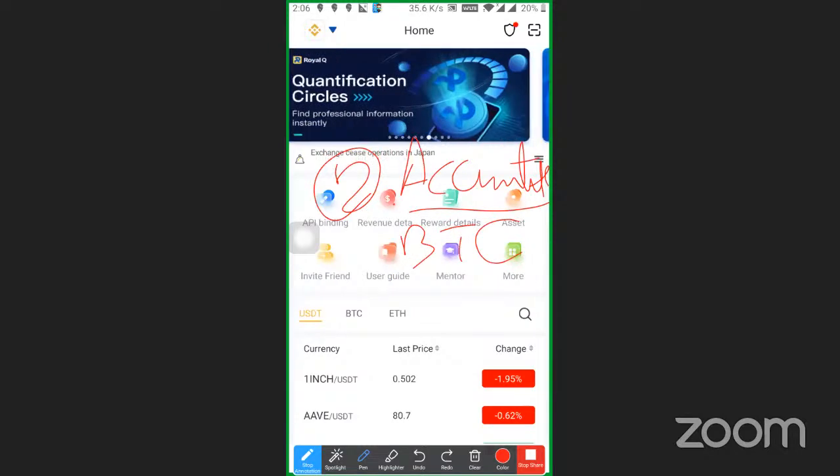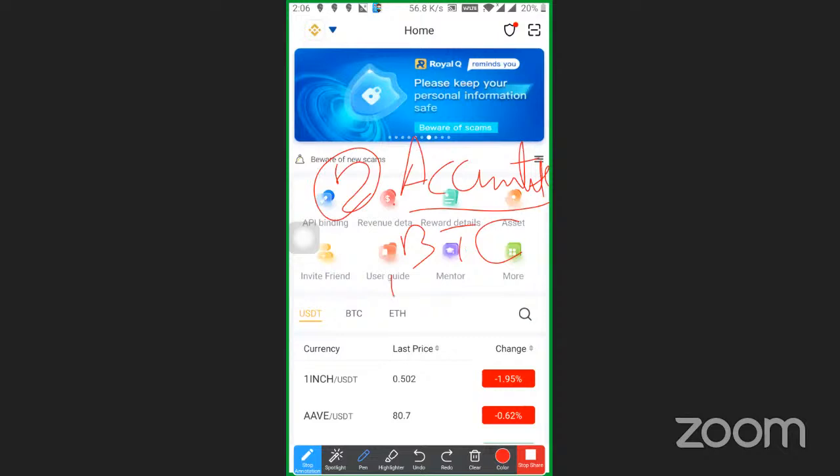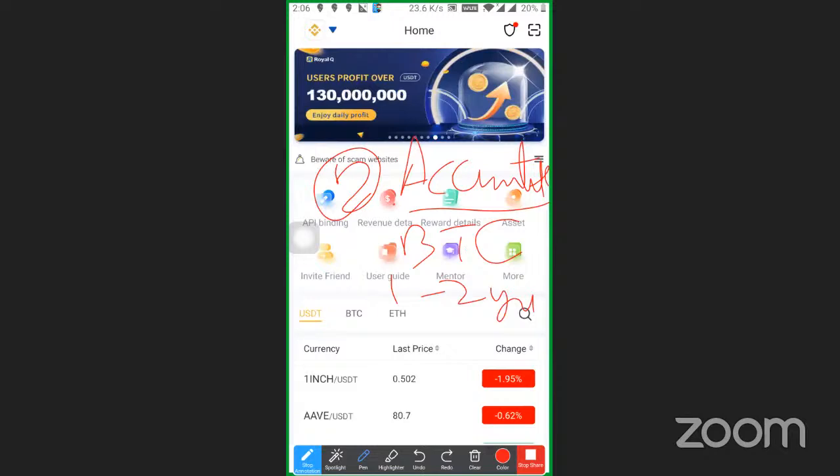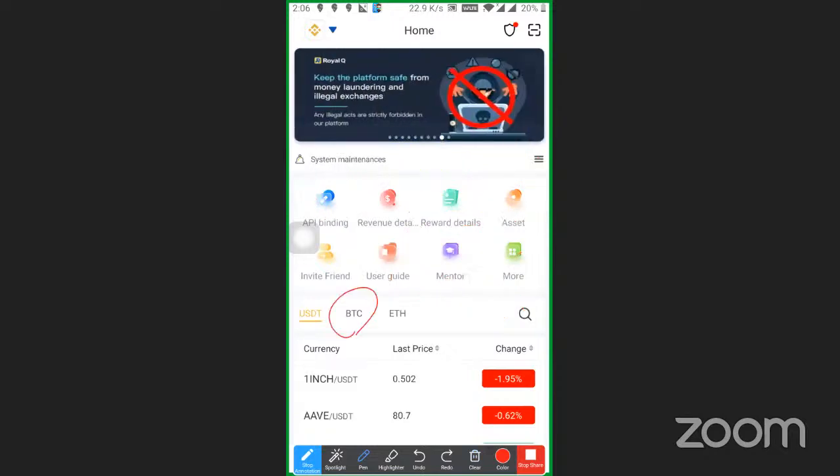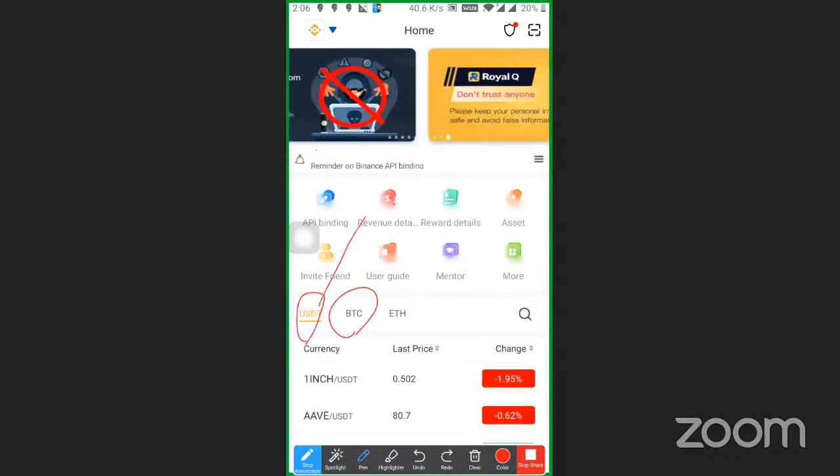We just want to accumulate it for the coming 1 or 2 years, right? So how can we accumulate using the Royal Q trading feature? We can go to this market. You can see here, the first market I told, that is USDT. That is for your daily trading income.